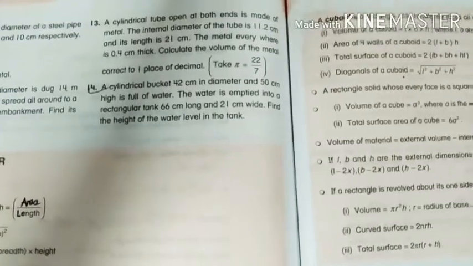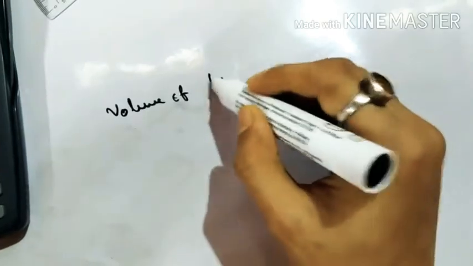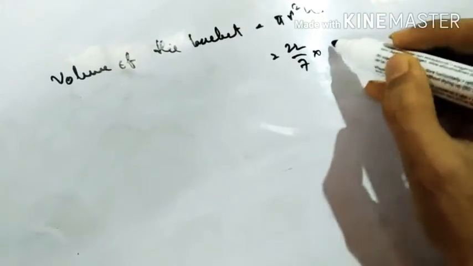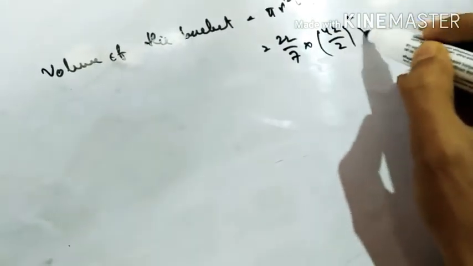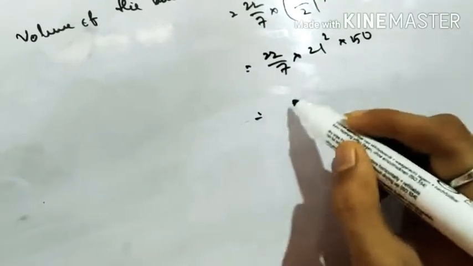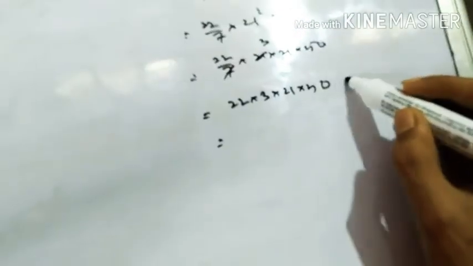Question number 14. It says a cylindrical bucket 42 centimeter in diameter and 50 centimeter high is full of water. So first of all, I will find the volume of the bucket. Volume of the bucket is equal to pi r square h, equal to 22 by 7 into the radius 42 by 2 the whole square, and height 50. So 22 by 7 into 21 square into 50, which is 22 by 7 into 21 into 21 into 50. 7 threes are 21, so 22 into 3 into 21 into 50. I will have to calculate this later. It will be in centimeter square.